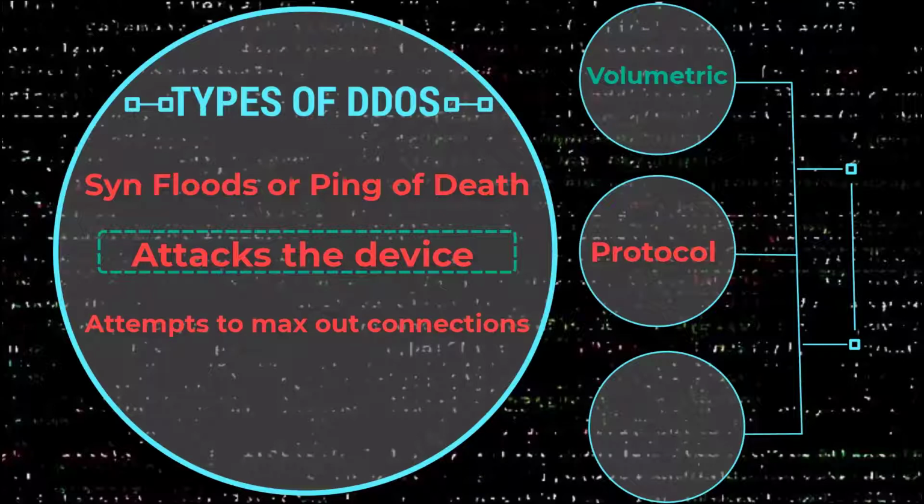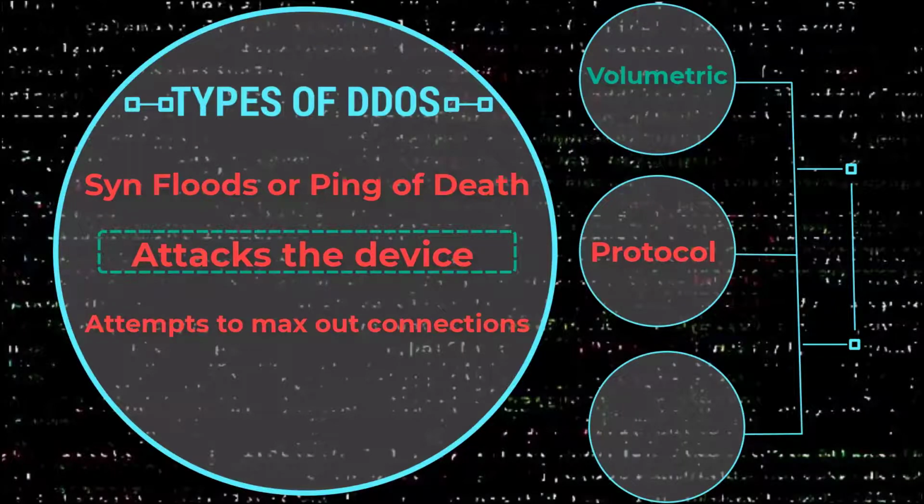A server or a firewall or a router, these devices have a maximum number of connections that they can handle. That is what a DDoS protocol attack is trying to do. It's trying to knock out that one device, trying to max out the connections on a certain device.